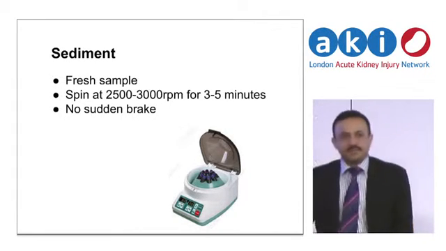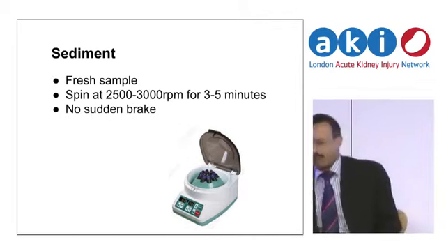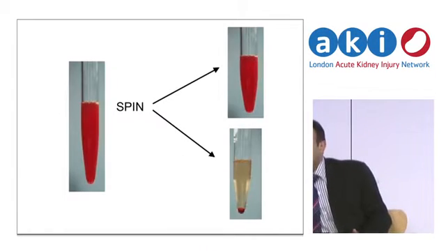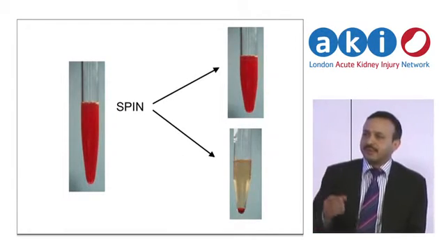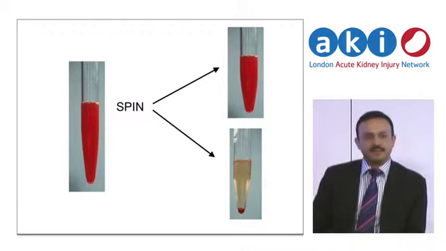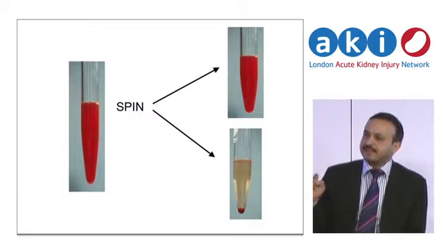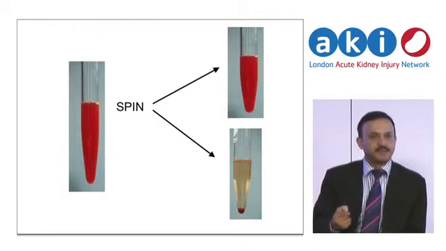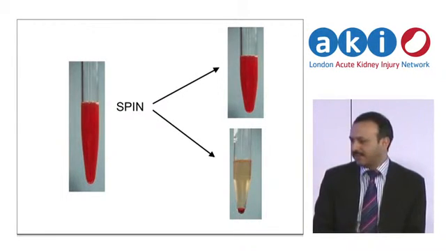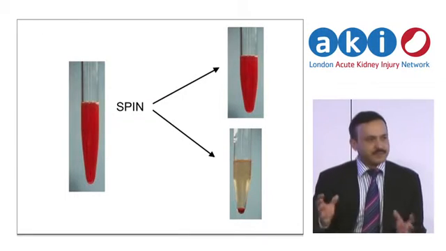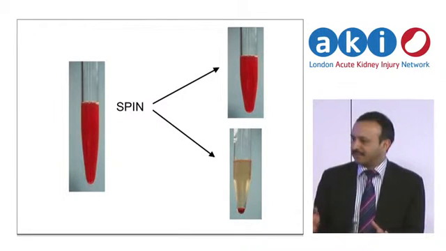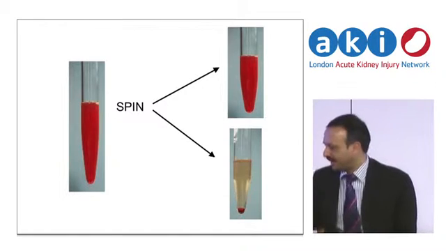Don't suddenly stop the spinning machine, because the things will redissolve very quickly. This is a semi-quantitative test, so though you might be able to pick up the cells and the debris we are looking for, if you are quantifying it as you would be reporting it, then it's better to have a more exact measurement.